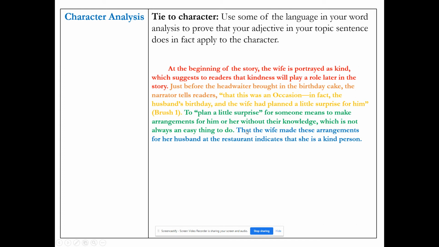That the wife made these arrangements for her husband at the restaurant indicates that she's a kind person. Right. So I know the adjective switched from selfless to kind. I realized that I forgot to change that in this presentation. Oops. Oh well, I think they both work. So you can use kind, you can use selfless, but it should be kept consistent. So again, kind is my adjective, and I'm trying to prove that at the beginning of the story, the wife was in fact portrayed as kind. I have context for the quote. The quote helps to support the claim that she was kind. I pull out some language, plan a little surprise, give a definition, and then I tie that language back to the argument that she's a kind person.